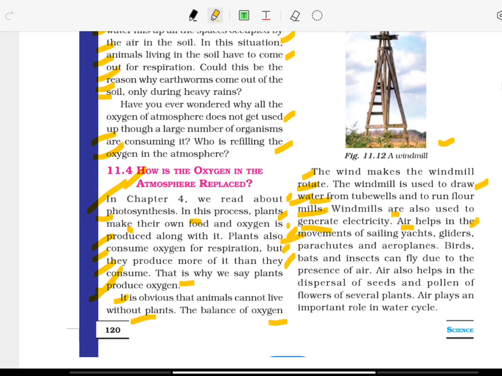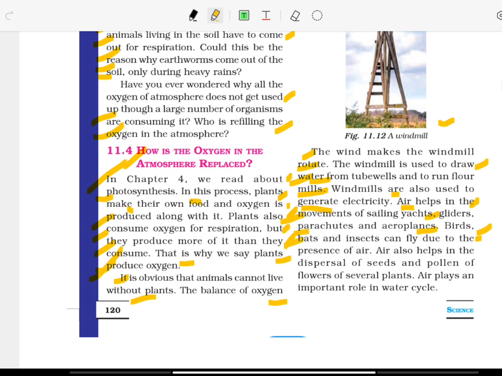Air helps in the movement of sailing yachts, gliders, parachutes and aeroplanes. Birds, bats and insects can fly due to the presence of air. Air also helps in the dispersal of seeds and pollen of flowers of several plants. Air plays an important role in the water cycle.